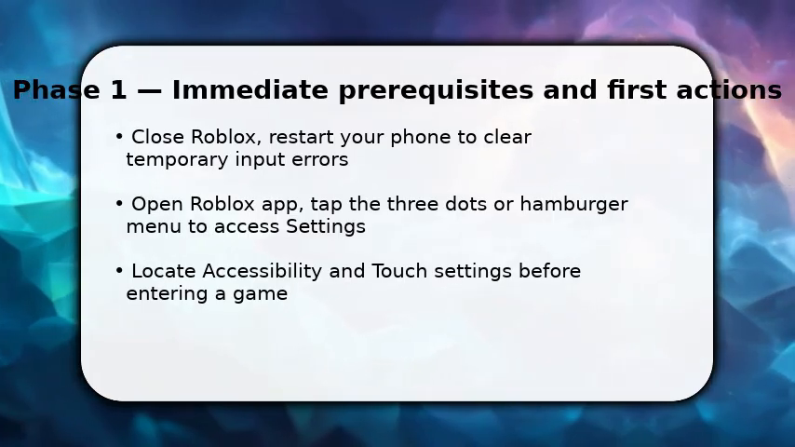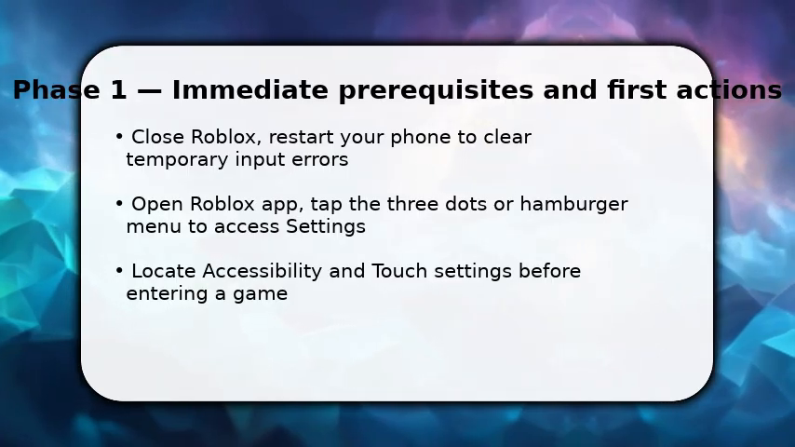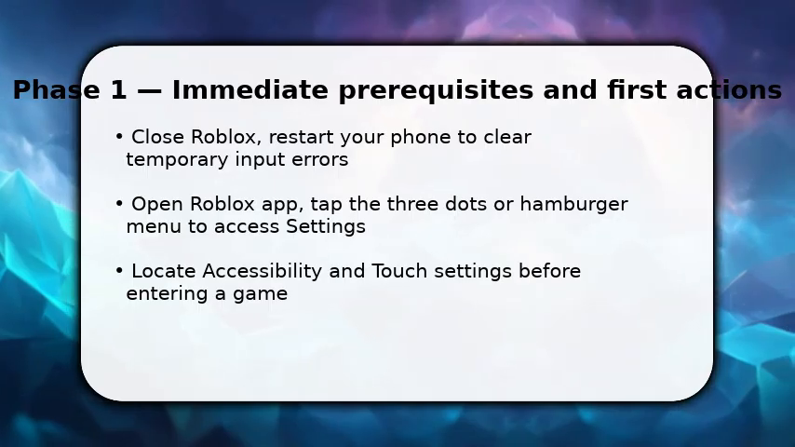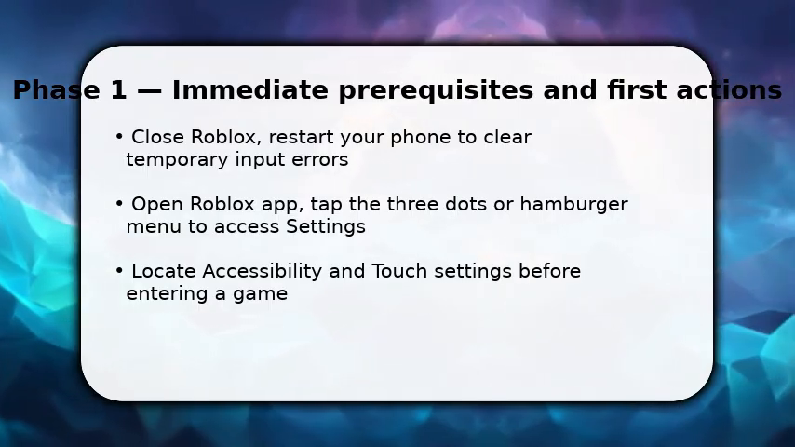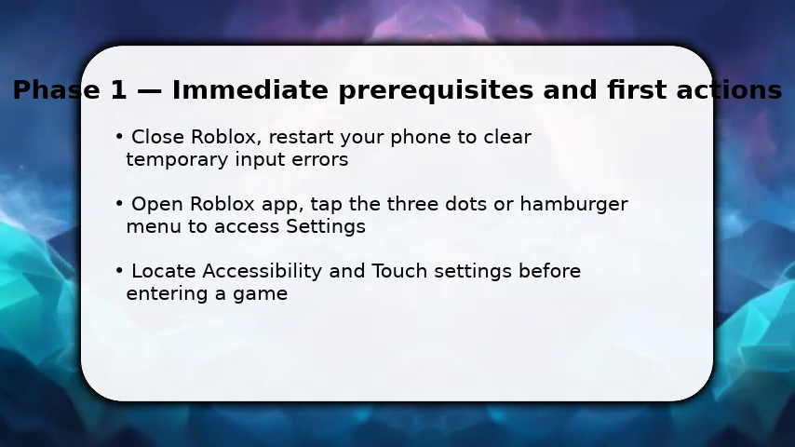Make sure to find accessibility and touch controls now. These are where jump behaviors live. You want to act immediately, because changing these values inside a match can be inconsistent. This step ensures you won't be fighting lag or stale controls as you proceed.